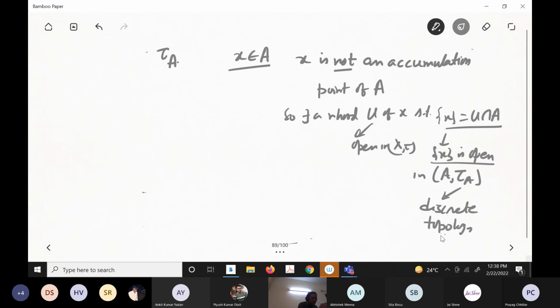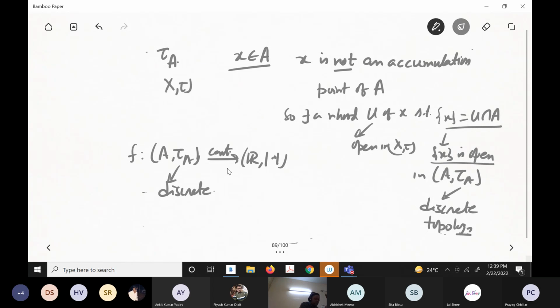That's it. So if you say it doesn't have an accumulation point, you get one more piece of information: that it has the discrete topology. Now look, if I have a function from here, this is the discrete topology, so any function will be continuous. Given any function, does there exist a continuous extension? This will be continuous because of the discrete topology. But I have given that (X, tau) is a normal space. So there will be an extension.